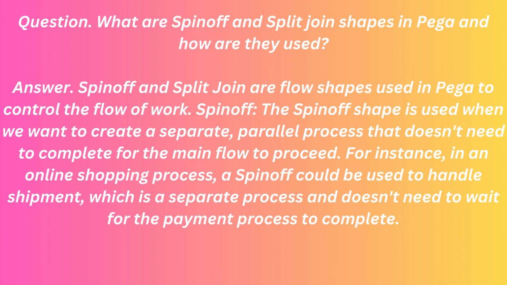Spin-off. The spin-off shape is used when we want to create a separate, parallel process that doesn't need to complete for the main flow to proceed. For instance, in an online shopping process, a spin-off could be used to handle shipment, which is a separate process and doesn't need to wait for the payment process to complete.